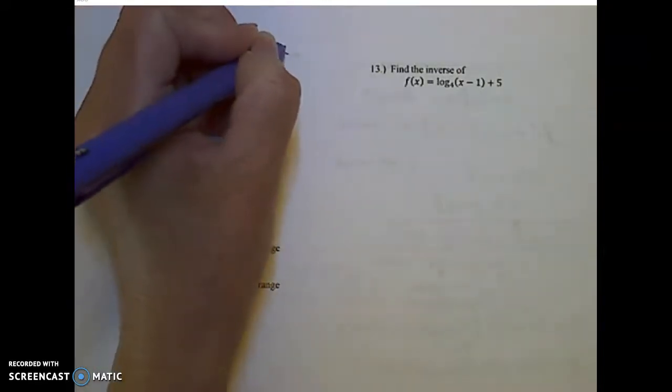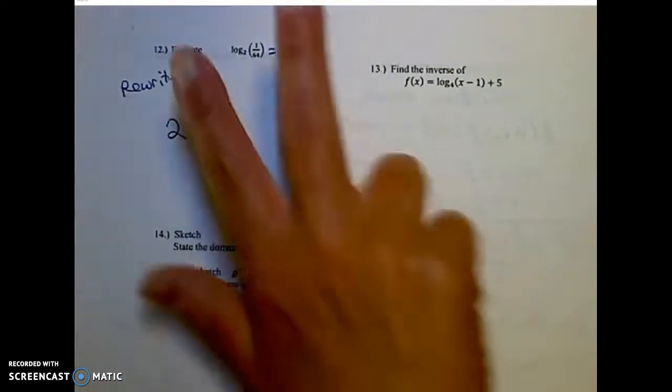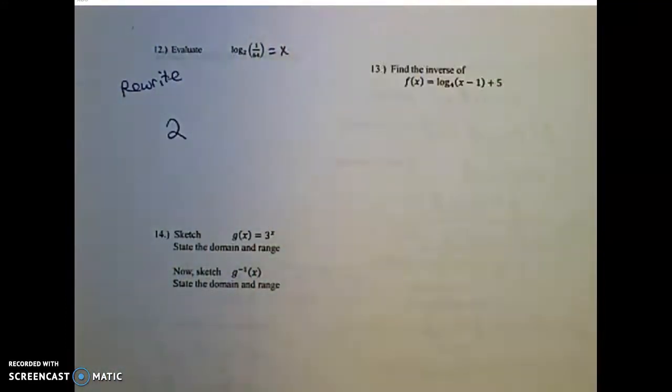What is that equal to? I'll just make that x. I'm going to rewrite that exponentially. I'm going to same base switch it. The base of the logarithm becomes the base of my exponential. 2 was with the 1/64th, now 2 is going to be with the x, is equal to 1/64th.